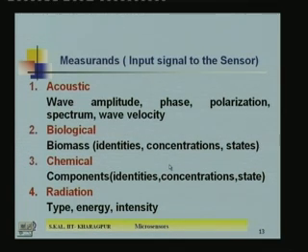So, those are the three things which we have to measure, either all of them or any one of them, so that accordingly your sensor is to be designed. Then third one is a chemical. Chemical, again the components like the biological, that is identities, concentration and state.